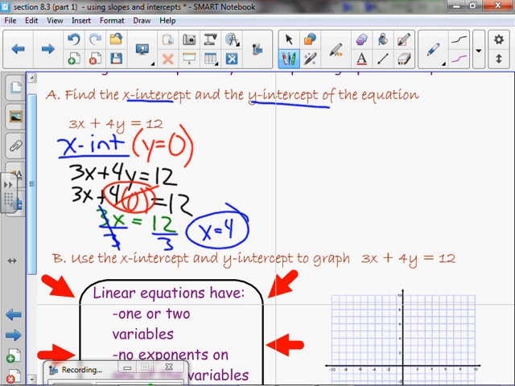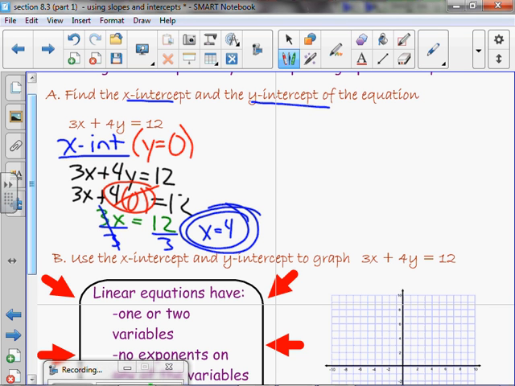If I wanted a coordinate for the x-intercept, it's just the point where x is 4 and y is 0. So what I would write is 4, 0. But this is not my x-intercept. My x-intercept is just the point that I have circled here in blue, x equals 4. That's my x-intercept. Or just 4. 4 is my x-intercept.